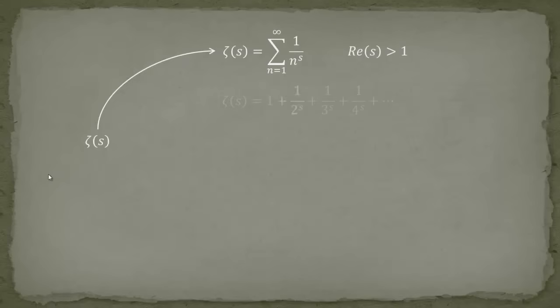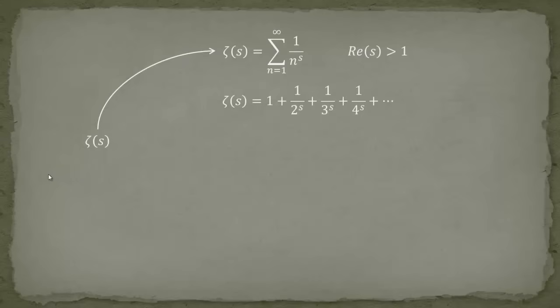Now let's just write down this function without using the sum sign. It's 1 plus 1 over 2 to the s plus 1 over 3 to the s plus 1 over 4 to the s plus, and so forth. So you are adding up all the natural numbers as inverse powers. You take their inverse and take their power to the s.